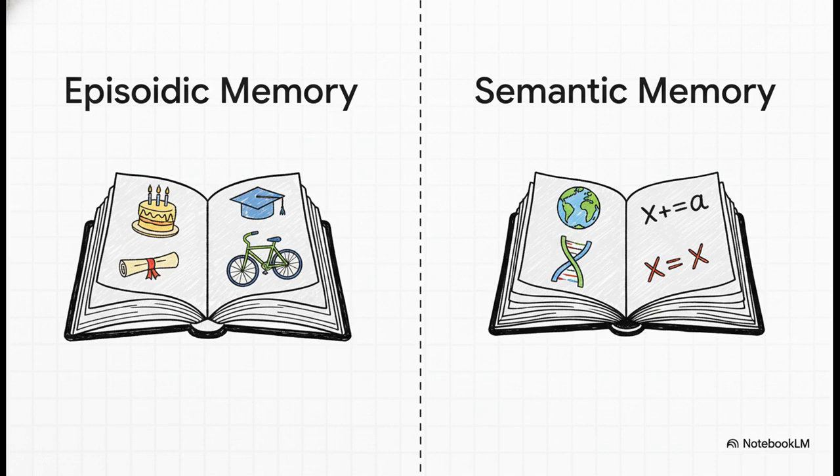This is your personal autobiography. All the episodes of your life, your first day of school, your last birthday, and all the feelings that go with them. Then on the other shelf, you have your semantic memory. This is your own personal encyclopedia of just facts about the world, like knowing Paris is the capital of France.